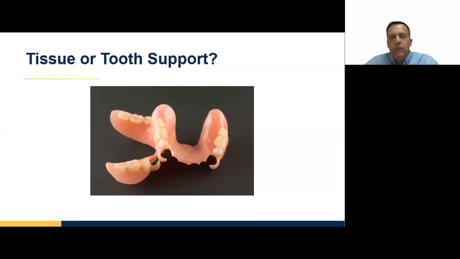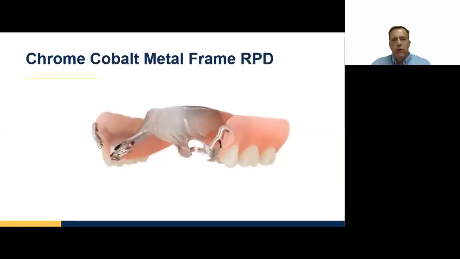When we have a very large class 1 case with a large edentulous area, we may not want to do a flexible partial, or at least an entirely flexible partial, because we're putting that much more load in that area. The other thing to keep in mind is that with most of the flexible materials, the whole thing is flexible, so the saddle and the major connector are flexible. There are ways to work around that, but we want to keep that in mind as well.